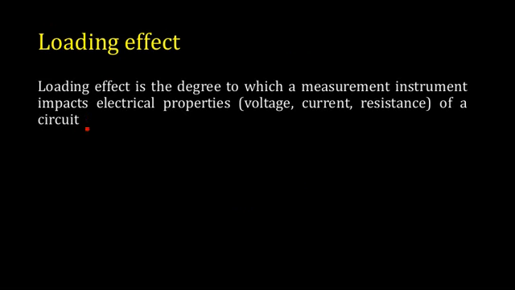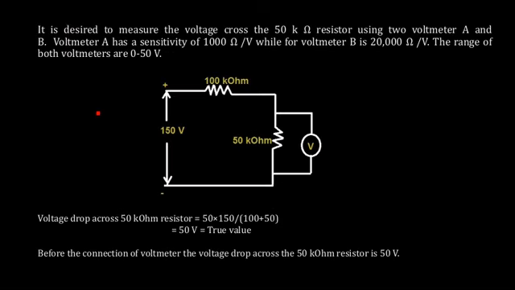Now loading effect is the degree to which a measuring instrument impacts the electrical properties of the circuit. The properties can be voltage, current, resistance, etc. Okay, so you'll have certain elements in the circuit, and once we start measuring, some of these properties might vary due to the instrument. So we'll take an example and see how this sensitivity and loading effect can be explained.